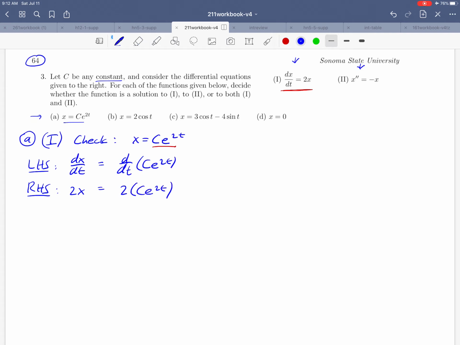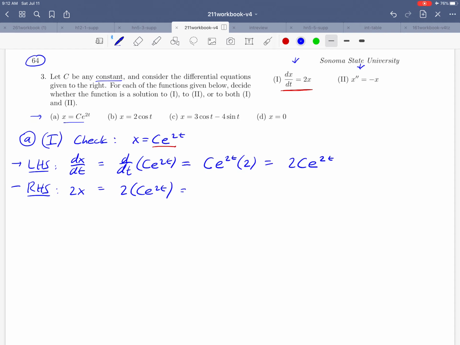Okay, so we substituted our x in, and now we're going to do the calculations and see whether or not we get the same thing on the left and the right. Let's start with the left-hand side. This is telling us to take the derivative of c e to the 2t. c is constant, and the derivative of e to the 2t is e to the 2t, and by the chain rule, times 2. If we simplify that a bit and write the 2 together with the c, we get 2c e to the 2t. There's the result of the left-hand side.